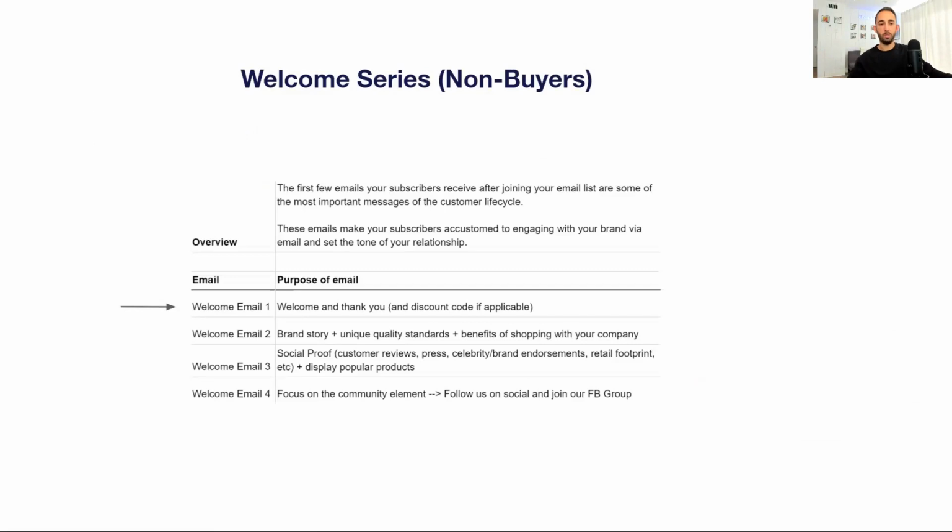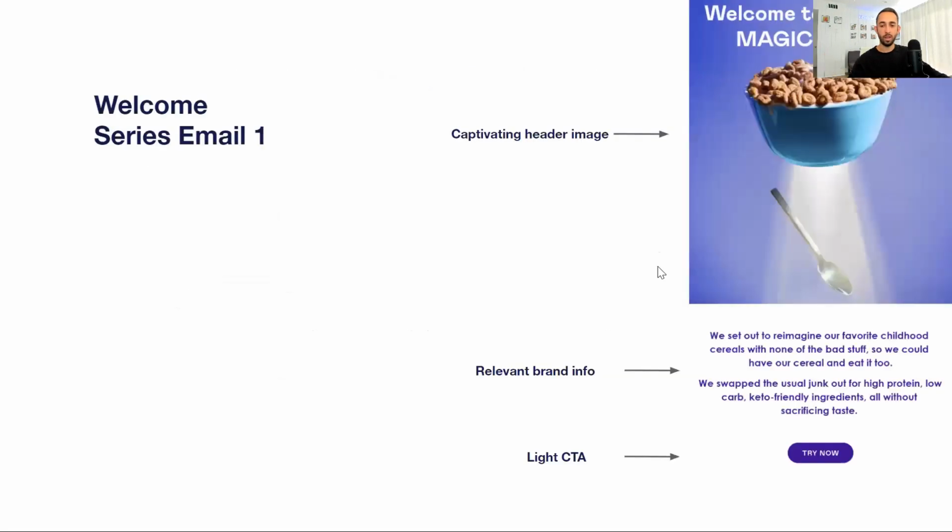So starting with the first email, we're going to say welcome, thank you, and give any kind of discount code if applicable. So typically people are going to opt into your list. There's some kind of pop-up that has some kind of offer, 10% off, $10 off, etc. So in the email, if that's the case, you want to deliver it. We're going to go through kind of the same example for this welcome series, so that you can see how email 1 versus email 2 versus email 3 versus email 4 changes.